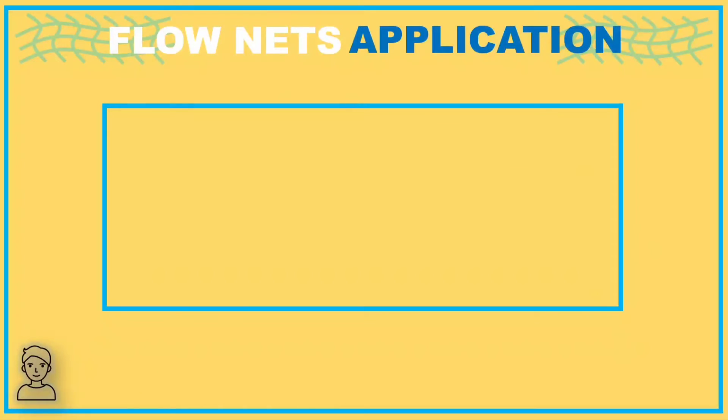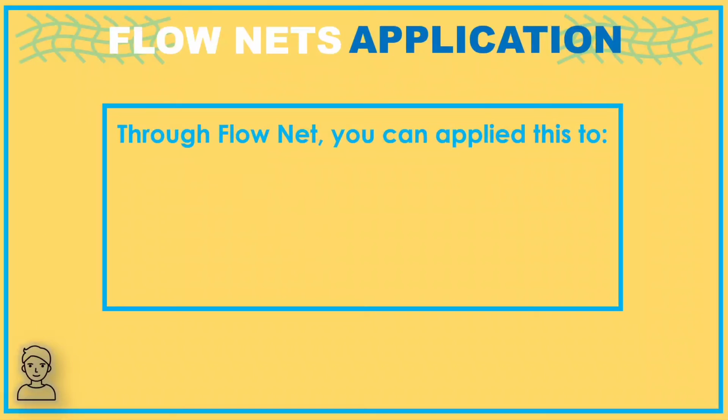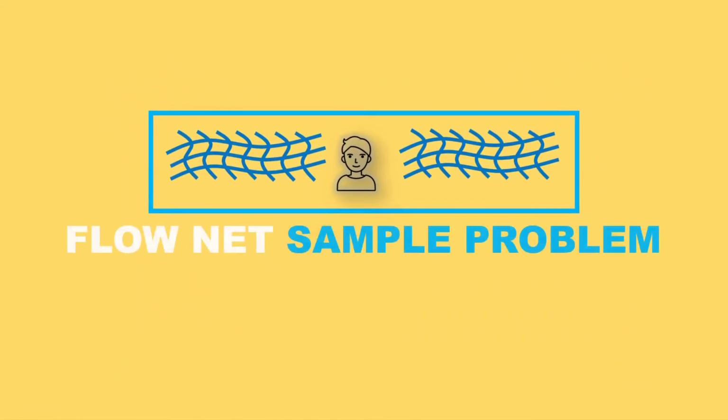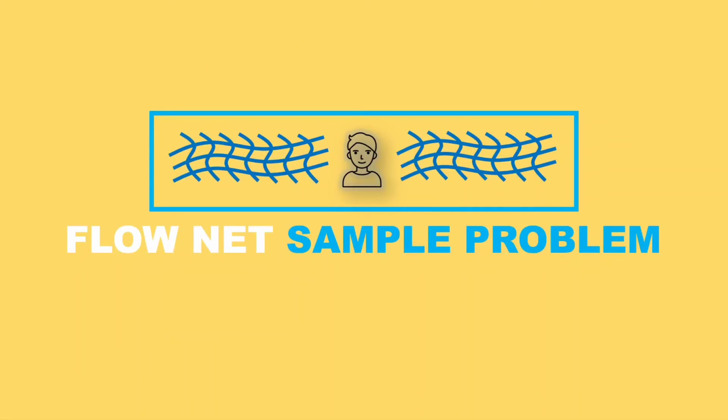In flow net application, through a flow net, we can apply this to any calculations of uplift pressure. It could also be used for any problems pertaining to exit gradient or piping, also for heaving and water pressure. The flow net sample problems.